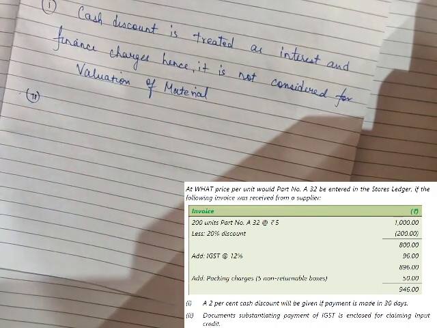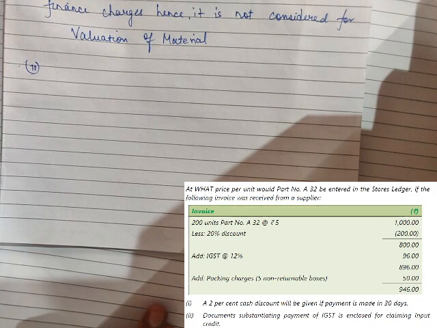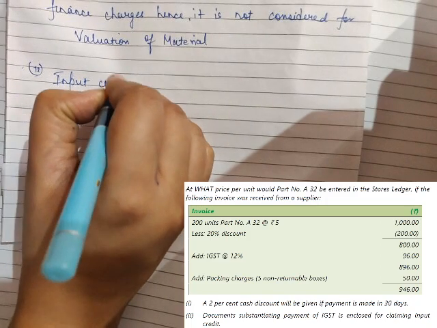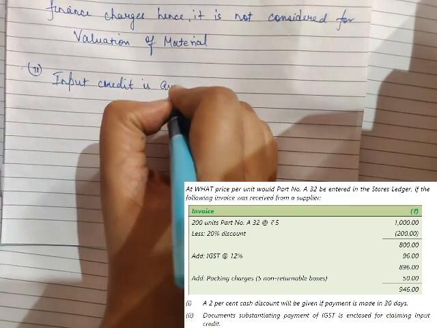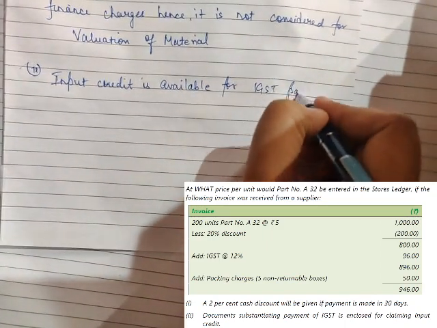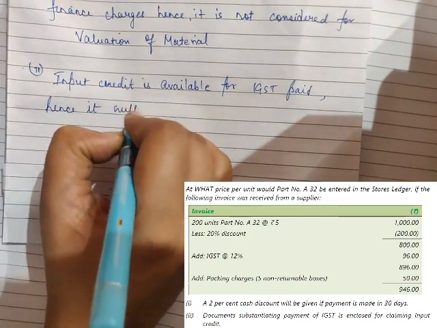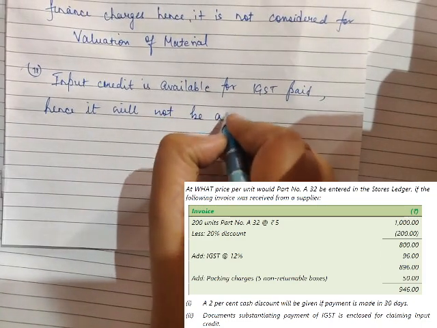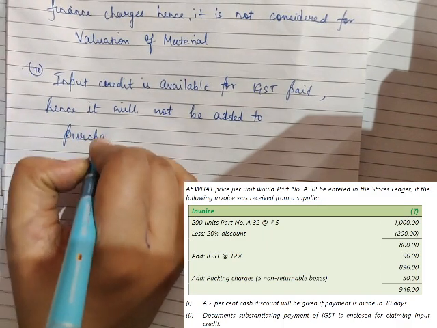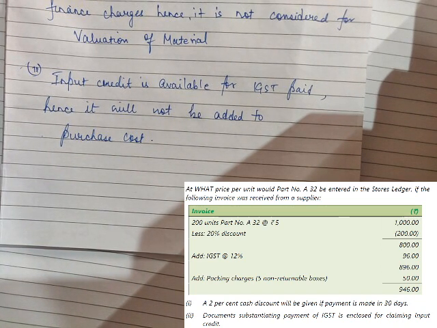Next is the adjustment for GST. So now since input credit is available for GST paid, hence it is not added to the purchase cost. So input credit is available for IGST paid, hence it will not be added to purchase cost. With this, we have finished with this solution.